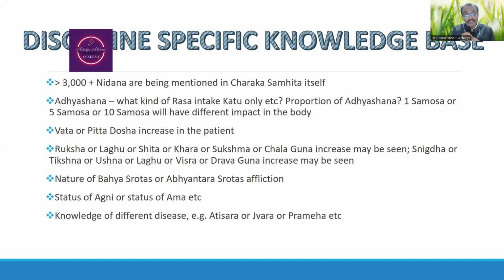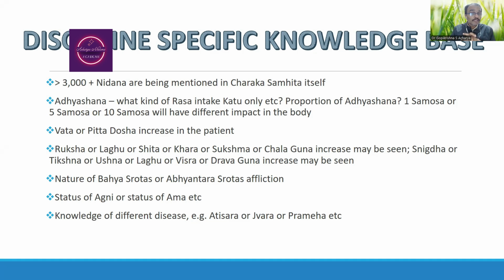Of course, Katu rasa is considered responsible for the increase of vata dosha also. In that way, vata or pitta dosha increase may be possible if the person is doing Adhyashana, specifically Katu rasa sevana. Further, you should be in a better position to identify which particular guna is increased in that situation. In case of vata dosha, there may be ruksha guna vriddhi, laghu guna vriddhi, shita guna vriddhi, khara guna vriddhi, sukshma guna vriddhi, or chala guna vriddhi.